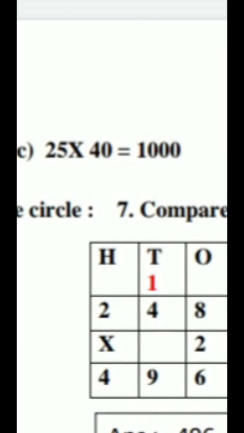Similarly, 25 multiplied by 40. Copy 1 zero first in your answer. 25 fours are 100. If you don't know the table, you can simply multiply in rough column and then get the answer. So final answer will be 1000.